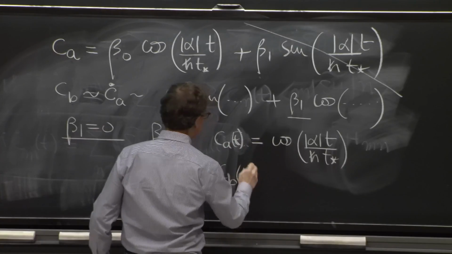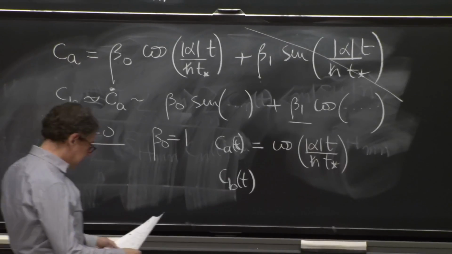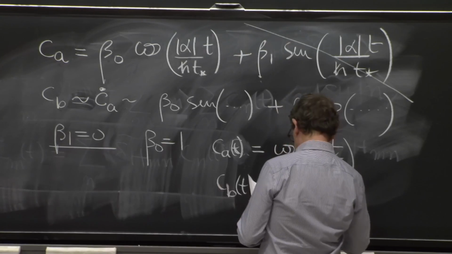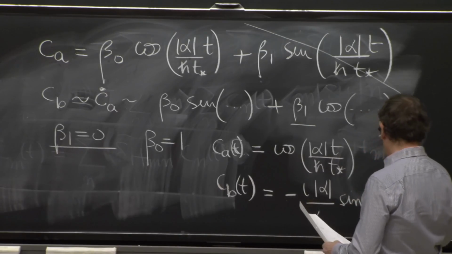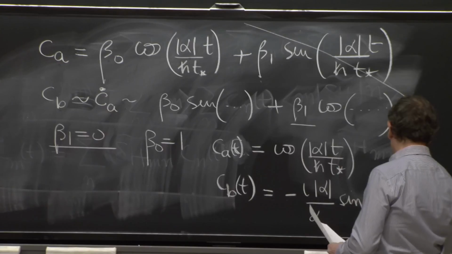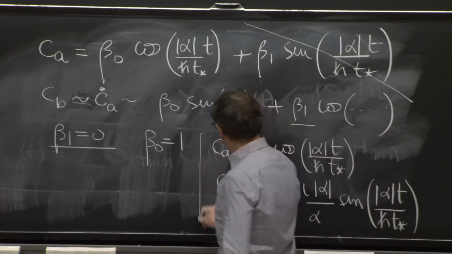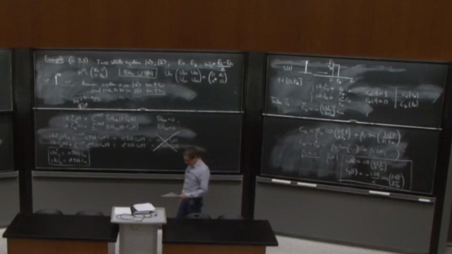And CB of t, you can calculate it from the top equation. You take the derivative of CA and divide by alpha multiplied by t star. I'll let you do it. You get minus i alpha over the length of alpha, sine of alpha t over h bar t star. Okay, we solved for the functions. We know what's going to happen.